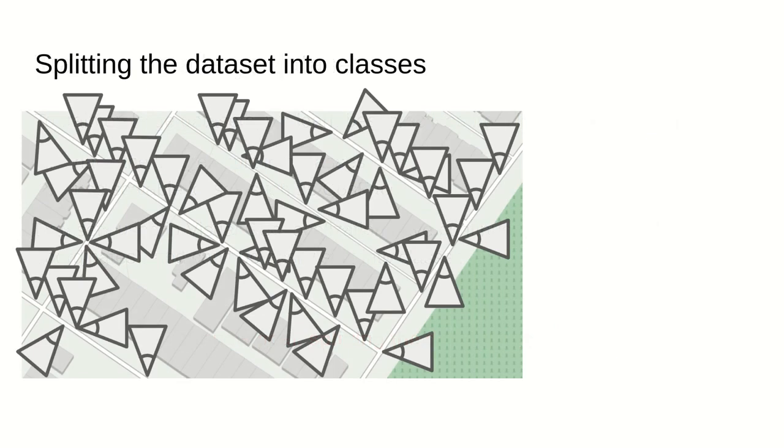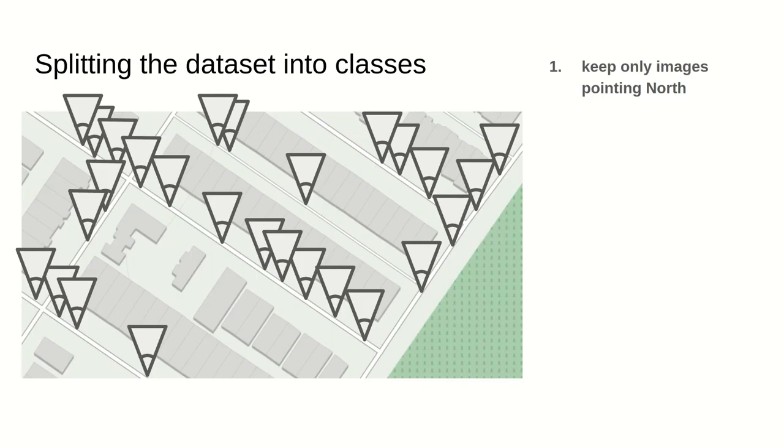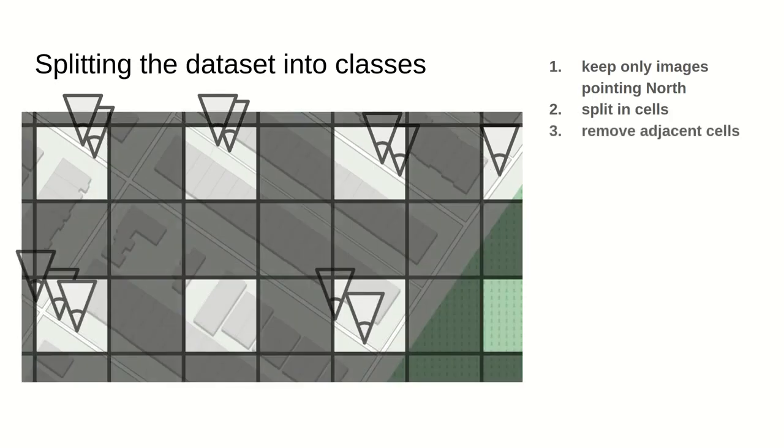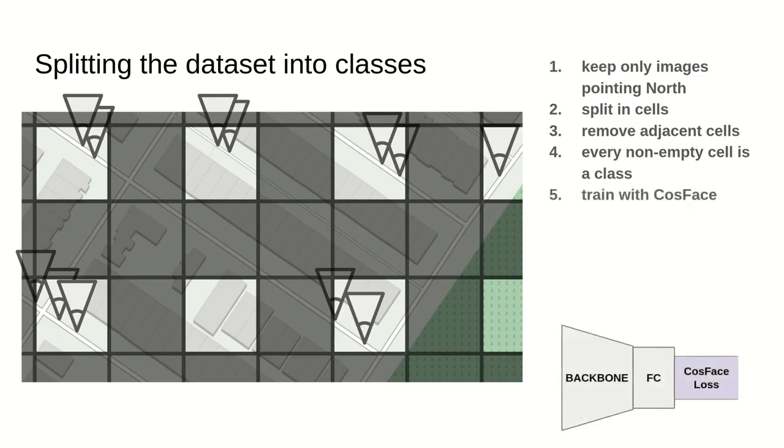Here is a representation of the dataset, where each one of these triangles represents a training image taken in a given direction. So first, we keep only the images pointing north. We split them into cells, and we remove adjacent cells, keeping only a fraction of the images. We then consider every non-empty cell as a class. In this example, there are 6 non-empty cells, meaning 6 classes. And finally, we can use this part of the dataset to train our network using CosPlace.